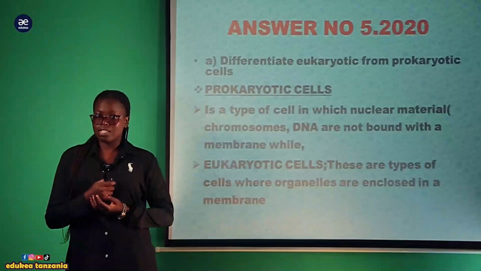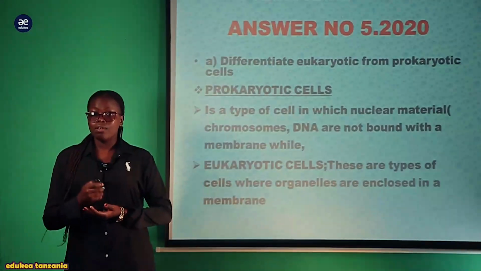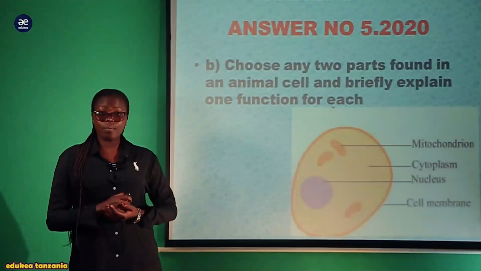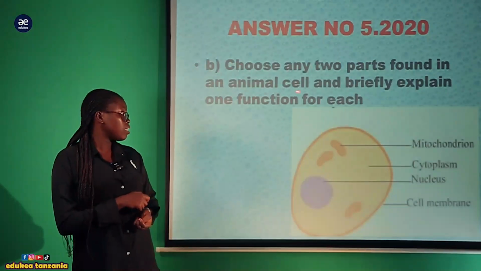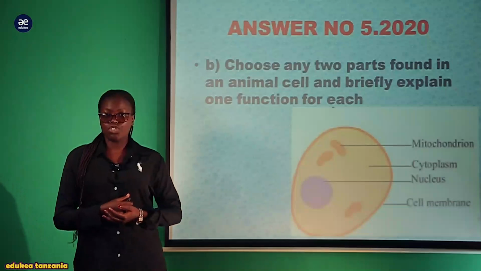And for those who answered like that, they get all the marks. They were awarded the marks for this particular question, Roman A. The question Roman B: you are needed to choose any two parts found in animal cell and briefly explain one function for each.